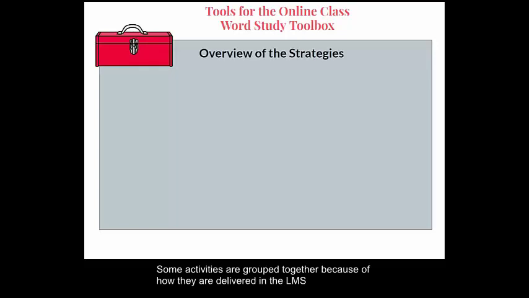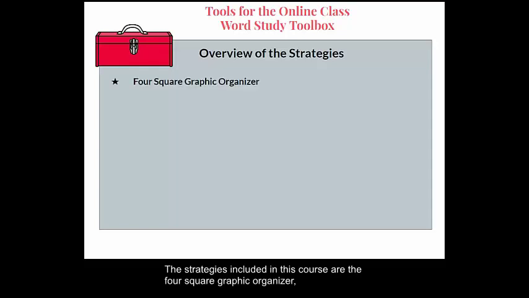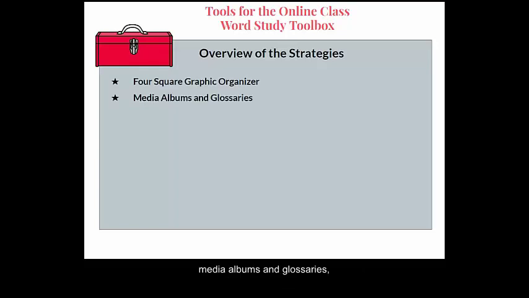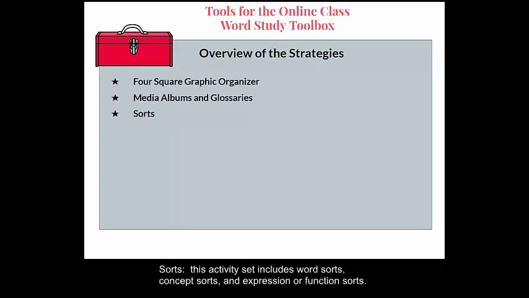Some activities are grouped together because of how they are delivered in the LMS, or because they have similar procedures. While each of these activities can be set up to work with any online course, some require more setup beforehand. We will cover the pros of each one as well as any drawbacks. The strategies included in this course are the Foursquare Graphic Organizer, Media Albums and Glossaries, Sorts. This activity set includes word sorts, concept sorts, and expression or function sorts.